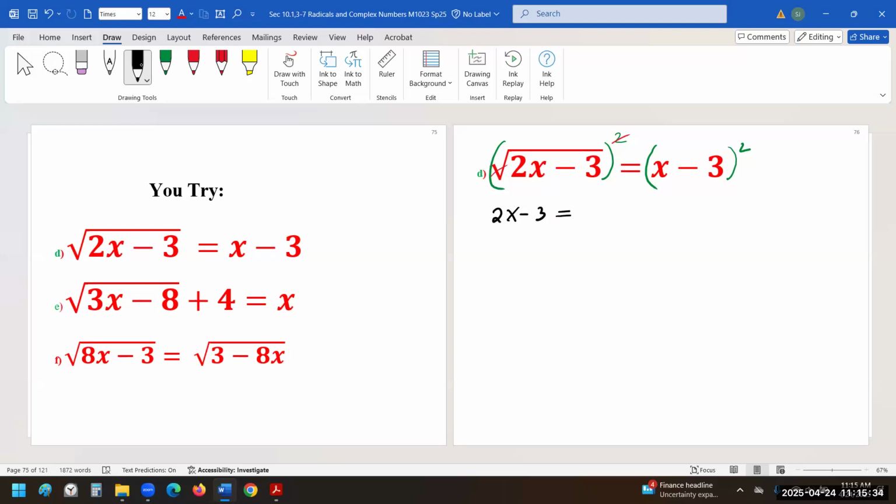A common mistake I noticed is that you distributed the power, but you're not allowed to distribute the power when you have addition and subtraction. You can distribute the power in multiplication and division, but not addition and subtraction. Addition and subtraction means you are going to multiply the same base many times. Our power is 2, so you need to multiply x minus 3 twice. And then you can use FOIL. You get x squared minus 6x plus 9.